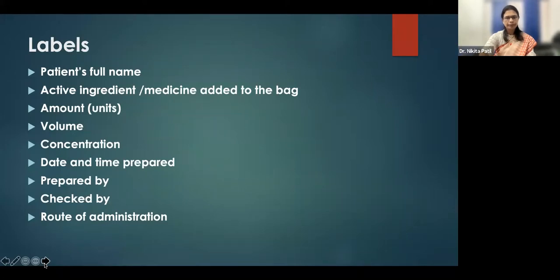Patient's full name, active ingredient or medicine added to the bag, units, what is added to the bag, volume, concentration, date and time, prepared by, checked by, and the route of administration. Particularly for us, IV and epidural. So it is very important to label whatever is going from the OT to the ward.